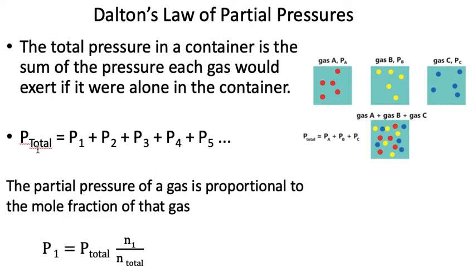The total pressure is equal to just the sum of all the pressures that the individual gases would exert if they were just in that container by themselves. We can also do it as a proportion. The partial pressure of a gas is proportional to the mole fraction of that gas. So if half the particles are from gas A, then half the pressure is coming from gas A.